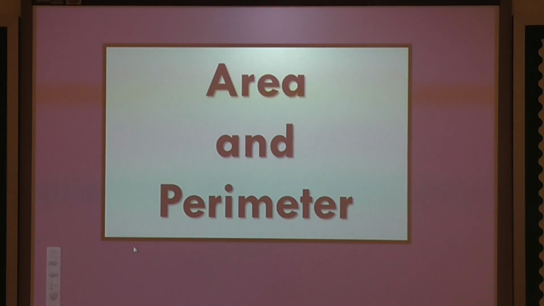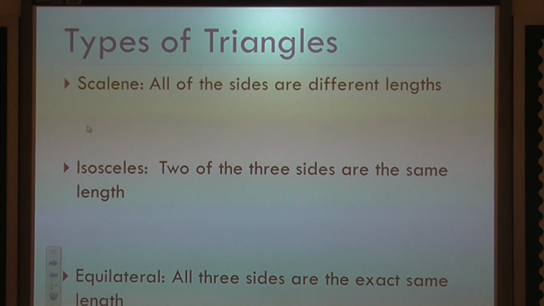All right, so tonight is about area and perimeter. On your notes, the very first thing you're going to see is there are types of triangles. First of all, a scalene triangle has all the sides of the triangle different lengths. In an isosceles triangle, 2 of the 3 sides are the same length. And in an equilateral triangle, all 3 sides are the exact same length.